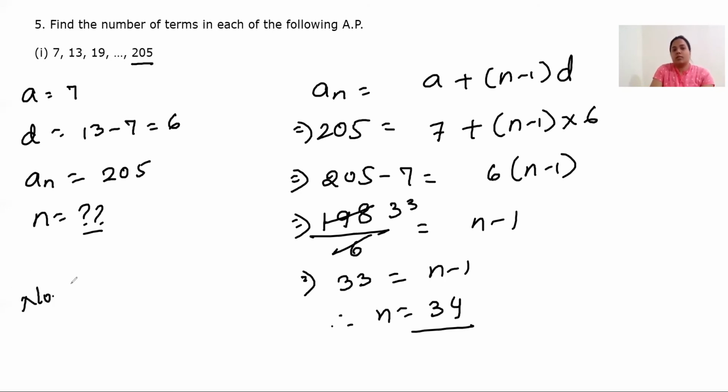So now the total number of terms in this AP is 34. I told you in the first video that there are two types of APs: finite, in which the number of terms is definite, and infinite, in which the number of terms is indefinite. This one is an example of an AP in which the number of terms is finite, meaning they have a fixed number of terms.